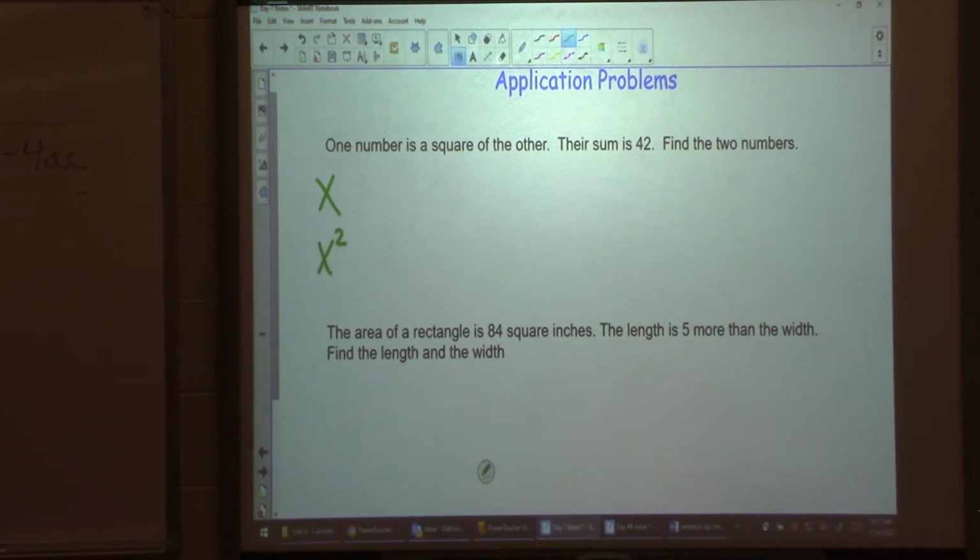6 and 36. Okay, can we solve it? Yes, you are correct. Okay, that is one of the answers. What's the other one? Negative 40. Yes. Okay. You guys got it.